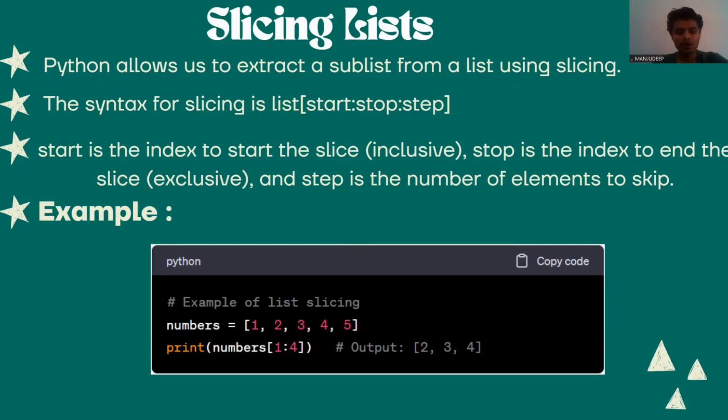Here, the numbers at these indices have been printed. The number 1 has index 0, 2 has index 1, 3 has index 2, 4 has index 3, and 5 has index 4. The indexing starts from 1, so 2 is printed, 3, which has index 2, is printed, and 4, which has index 3, is printed. The number 5 is not printed because the stop index is excluded. Stop minus 1 is 4 minus 1, that is 3. So the numbers at indices 1 to 3 have been printed, excluding index 4.